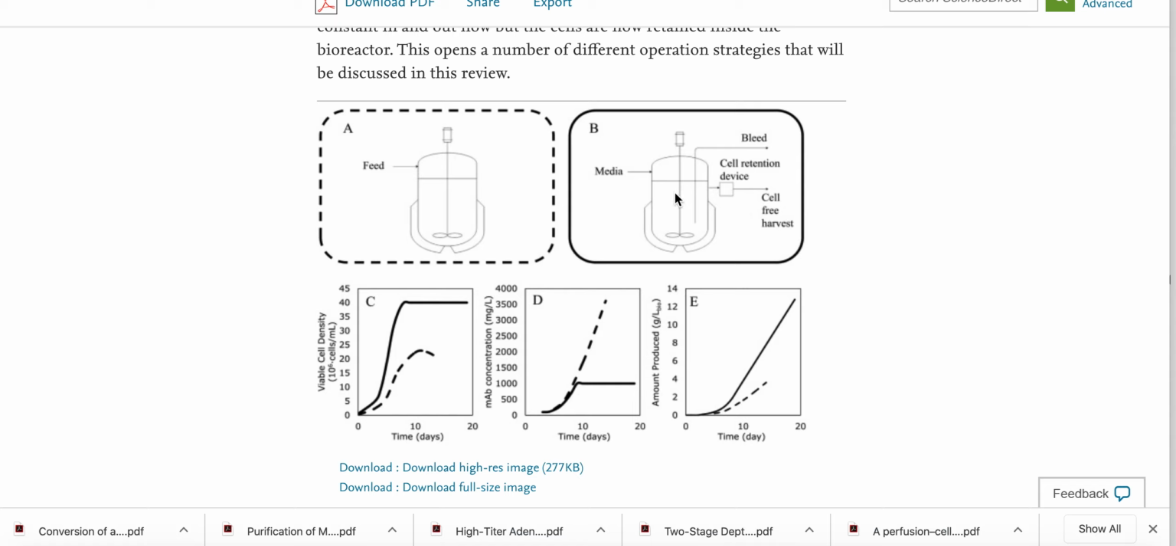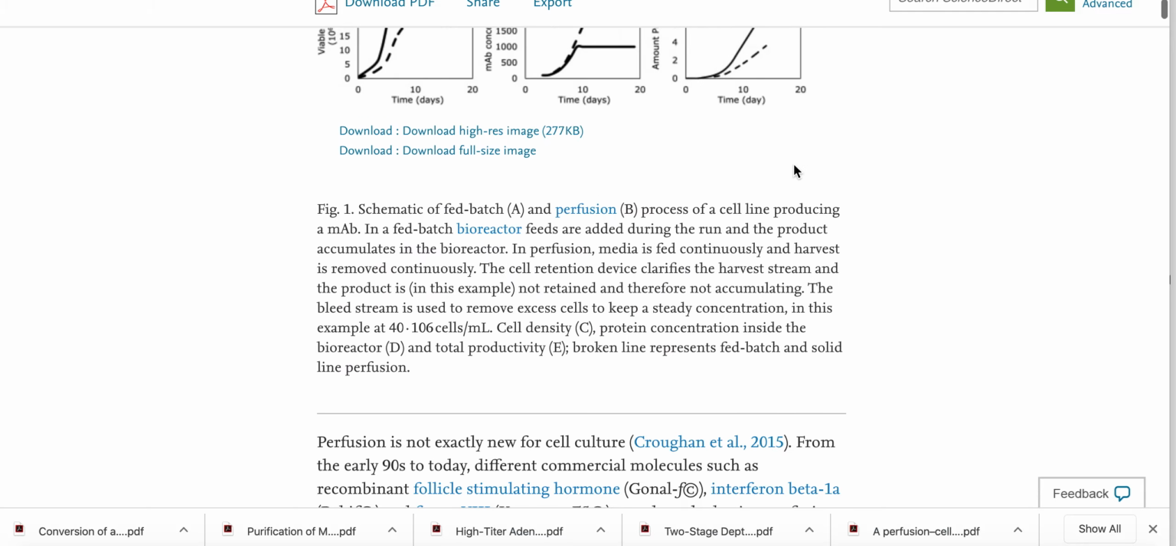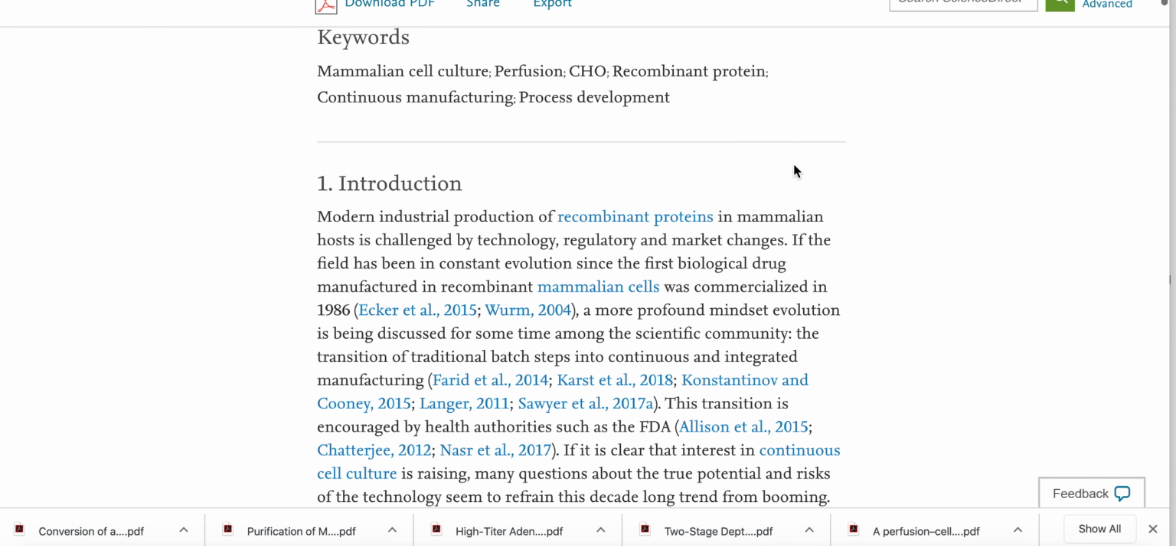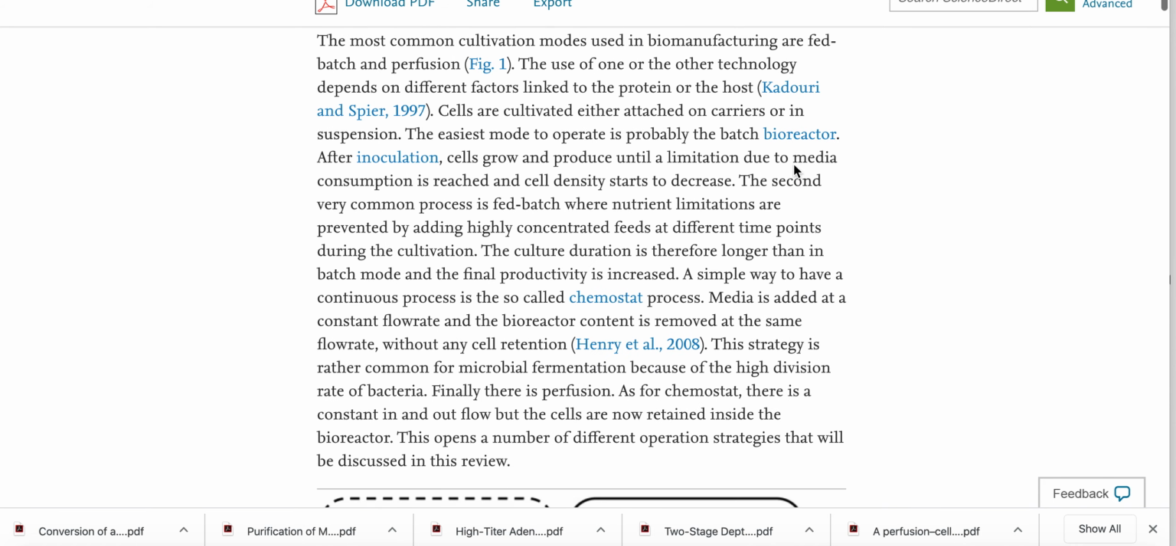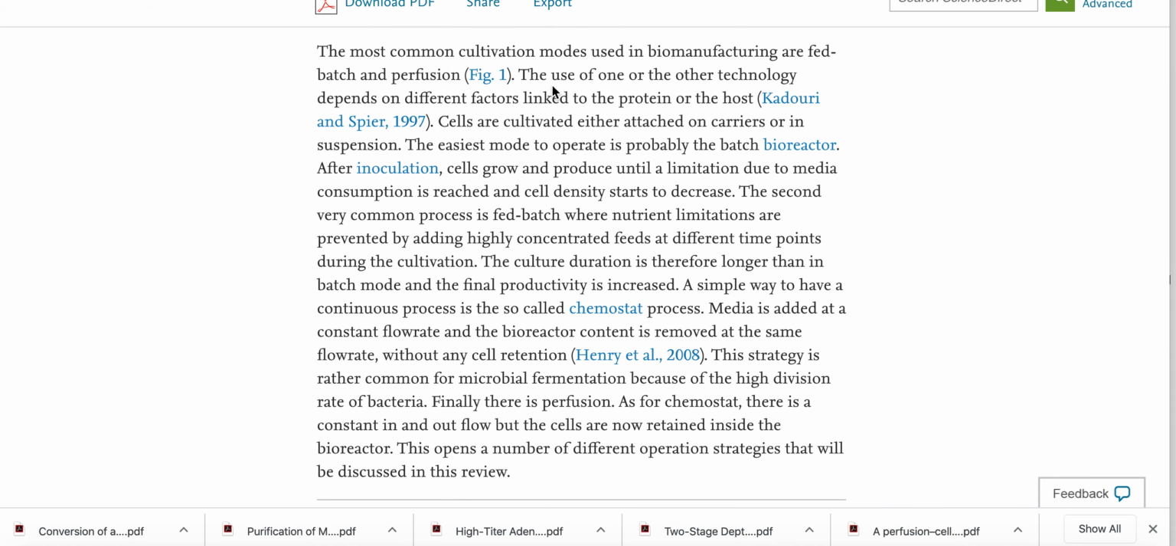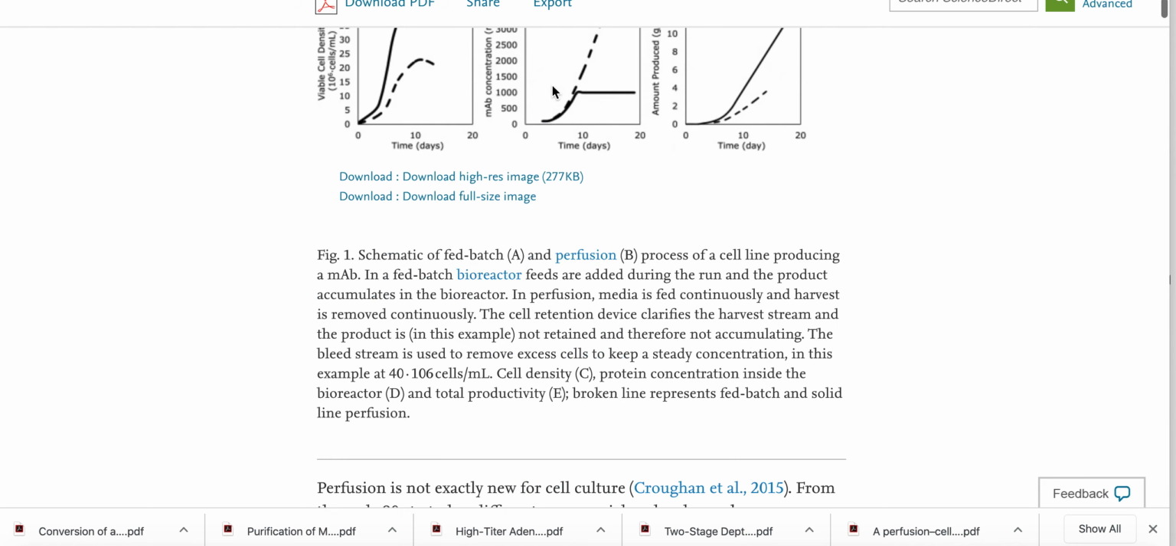So that's how the perfusion system looks like. You have a cell retention device, cell-free harvest, and then there's a bleed. So the most common cultivation, not this.